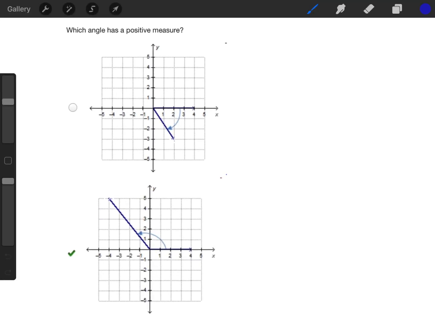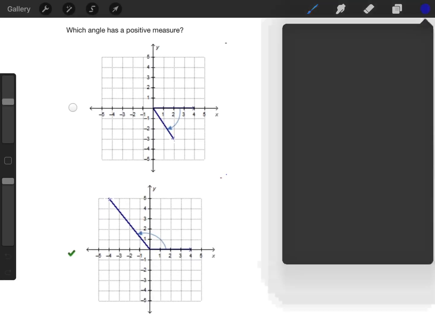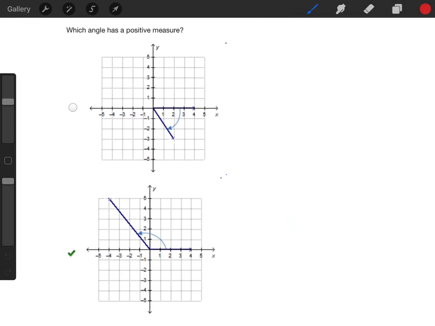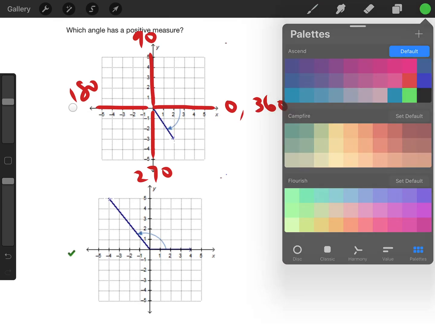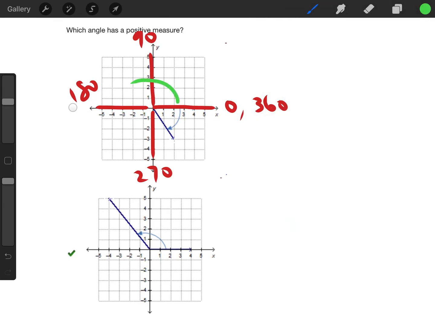All right, so which angle has a positive measure? First thing you want to know is that you're going to start from here. This is the 0 degree, this is the 90 degree, this is the 180 degrees, and this is the 270 degrees, and back to 0 it's going to be 360 degrees. So when you go positive, you have to go counterclockwise. If you go counterclockwise, it's always going to be positive.